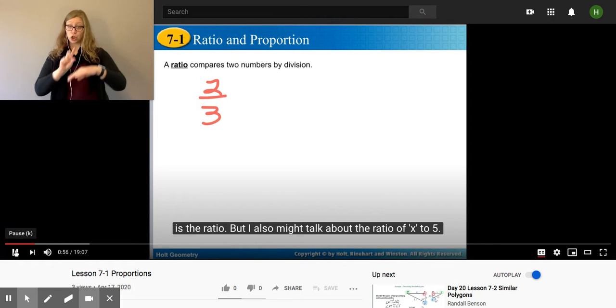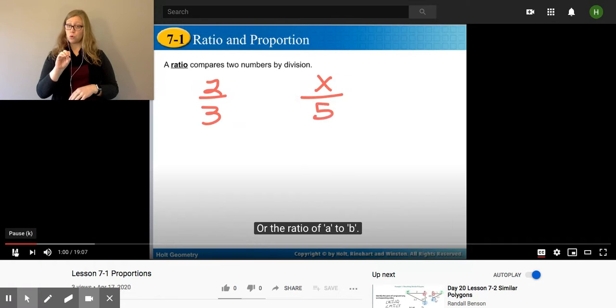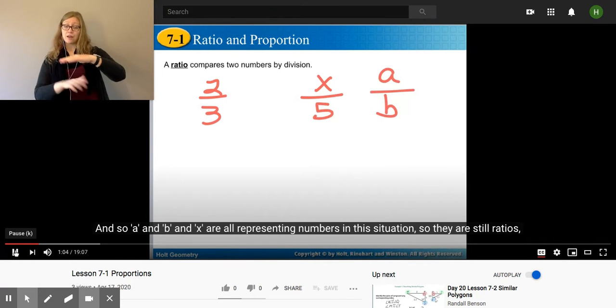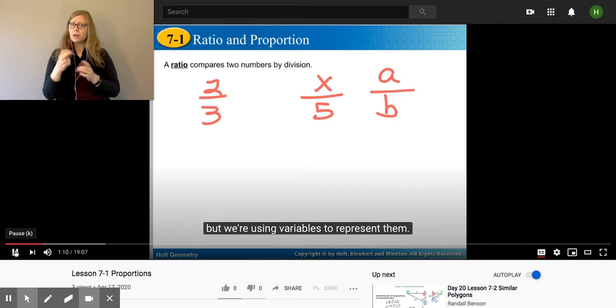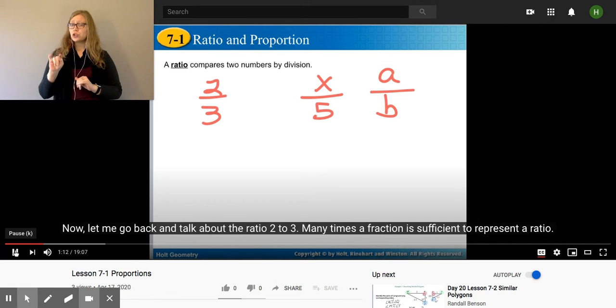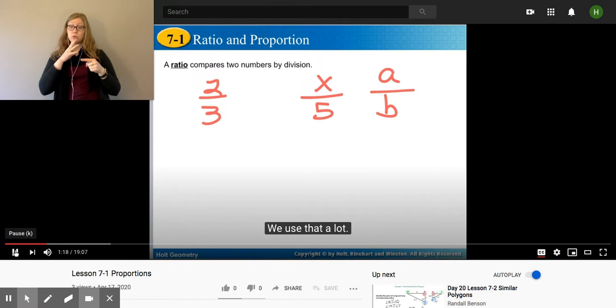But I also might talk about the ratio of x to 5 or the ratio of A to B. And so A and B and x are all representing numbers in this situation. So they are still ratios, but we're using variables to represent them. Now let me go back and talk about the ratio 2 to 3. Many times a fraction is sufficient to represent a ratio, and we use that a lot.